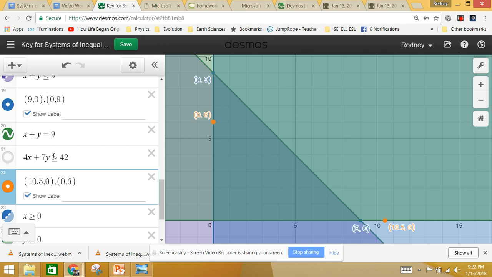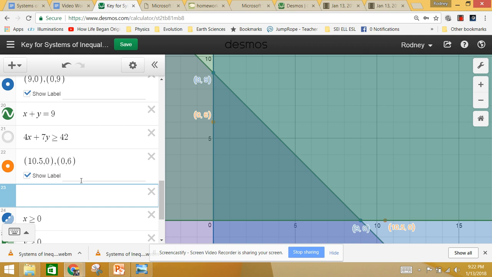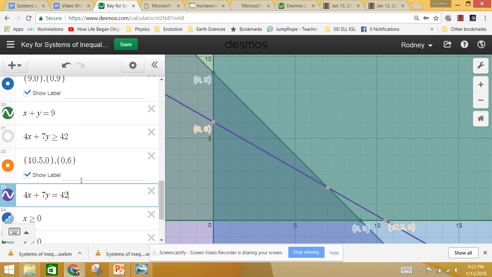These are solid dots because it's an or equal to. And I'll plot the line, which will be a solid line, where 4x plus 7y equals 42. I have my boundary line now. And now we need to figure out which side is going to be shaded. So we're going to test 0, 0 again. 4 times 0 plus 7 times 0 is 0. Is 0 greater than or equal to 42? It is not. So we're going to be shading the other side.